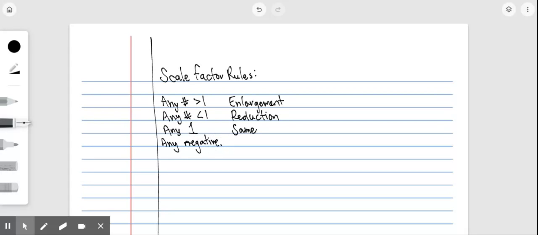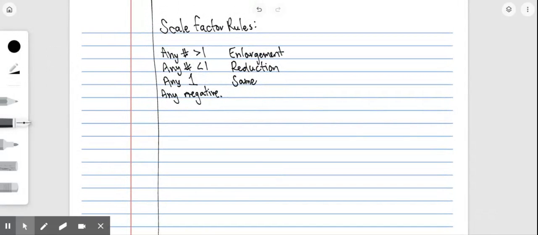Okay, negative numbers are really mostly important when it comes to coordinate plane, although you can dilate by a negative number without the coordinate plane. When you dilate by a negative number, I want you to think about it for a minute. What do you think is going to happen when you dilate by a negative number? Okay, take a minute and think about it. And then we're going to do an example.